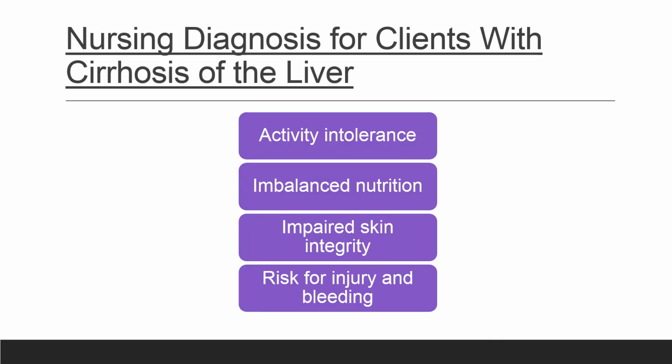Nursing diagnoses for clients with cirrhosis of the liver would include activity intolerance, imbalanced nutrition, impaired skin integrity, and risk for injury and bleeding. So now it's important to understand that hepatitis may eventually lead to cirrhosis of the liver, as well as other conditions such as alcoholism, or you may have non-alcoholic cirrhosis of the liver.